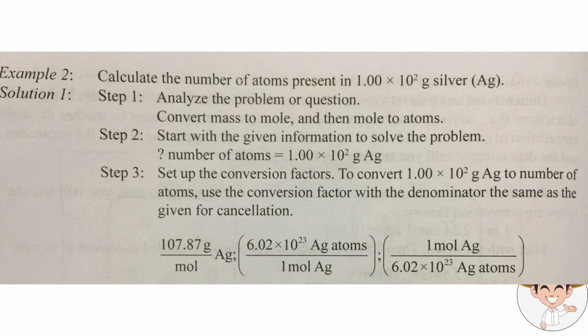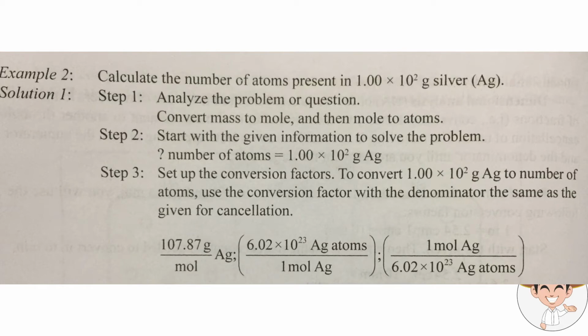Okay. Next, we have example number 2. Calculate the number of atoms present in 1.00 times 10 raised to 2 grams of silver or Ag. So the question is, we are going to get the number of atoms of silver. Given is the mass of silver. So convert mass to mole and then mole to atoms. Okay? This mass, we are going to convert it into mole. That is your first conversion.